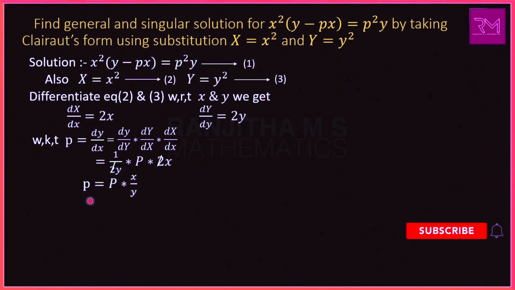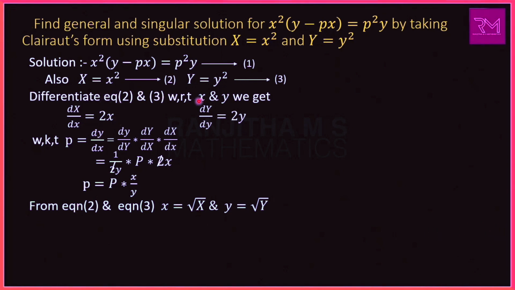Next step, once you obtain the small letter p value, from equation 2 and equation 3, we can write x and y in the form of capital X and capital Y. Here capital X is x squared. If we take this square to the left hand side, small letter x is the square root of capital X and small letter y is the square root of capital Y. So substitute here in the place of small letter x and y as root X and root Y, we get p is equal to capital P into square root of X by Y. Here small letter p is equal to capital P into root of X by Y.